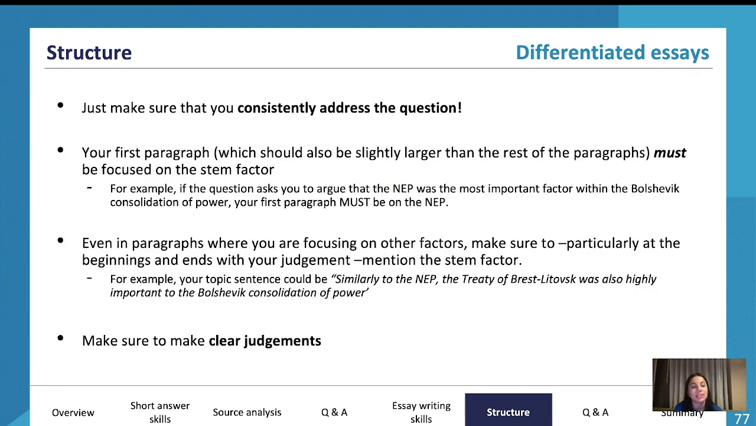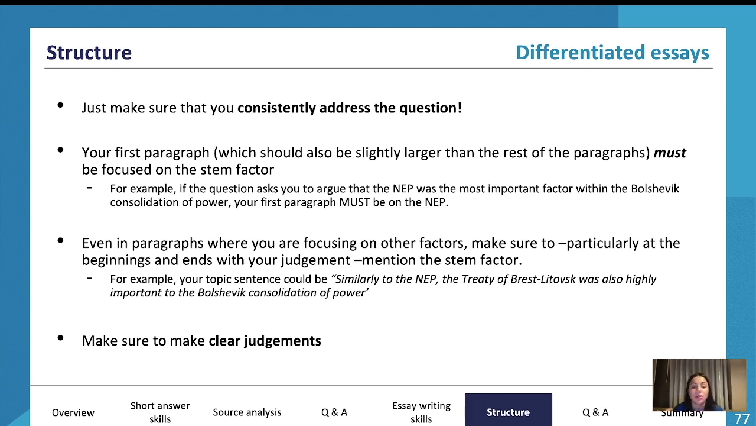So for differentiated essays, just make sure you're consistently addressing the question. Your first paragraph, and for reference, it should be slightly larger than the rest of the paragraphs only because it is the STEM factor and they're asking about it. So for example, if the question asks you to argue that NEP was the most important factor of Bolshevik consolidation of power, your first paragraph has to be on NEP. Even if you're disagreeing with that statement, it has to be on it. And you want that first paragraph to be a little bit longer than the others because in the end, that's the question. Whether you're agreeing with it or disagreeing with it, that's the question.